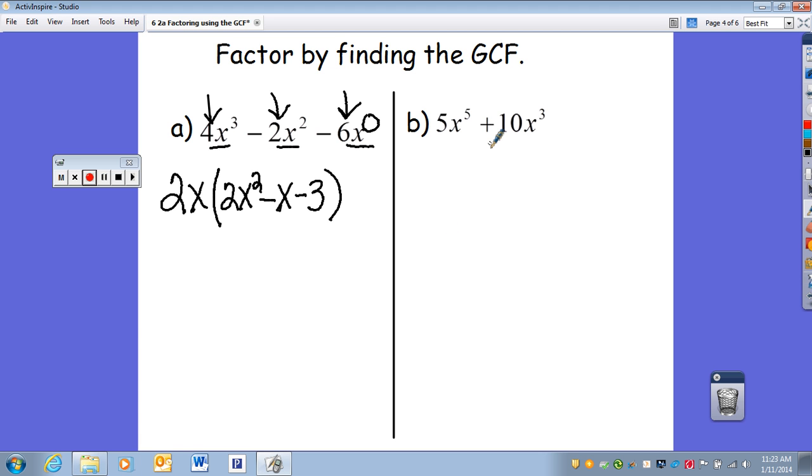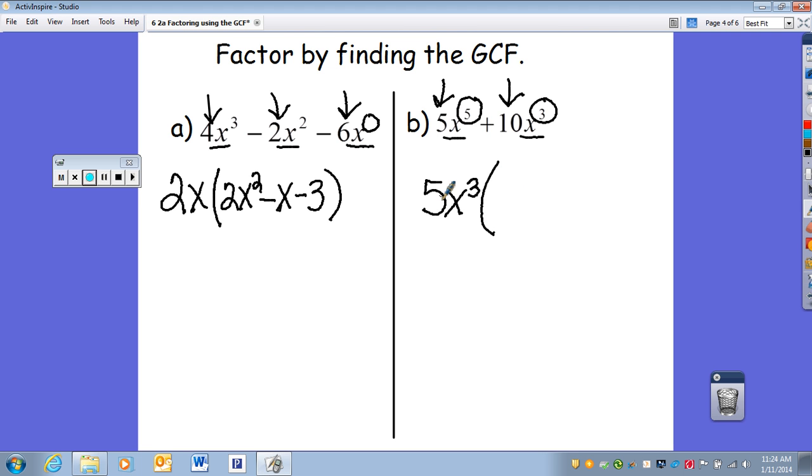Let's take a look at example B. First, take a look at the leading coefficients, or just the coefficients. What do they have in common? In this case, it's a 5. Next, let's look at the variables. They both have an x in common, so that is our common variable. Then we're going to take a look at the exponents, and what we would be able to divide by is the smallest amount, so it goes evenly into both. Then we're going to divide each term by 5x cubed.